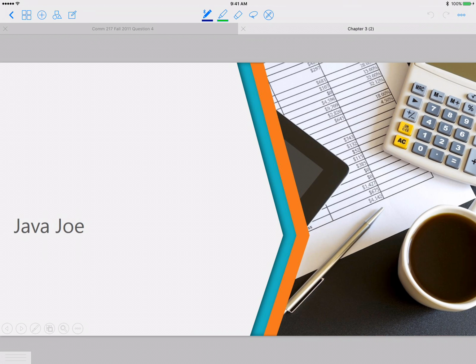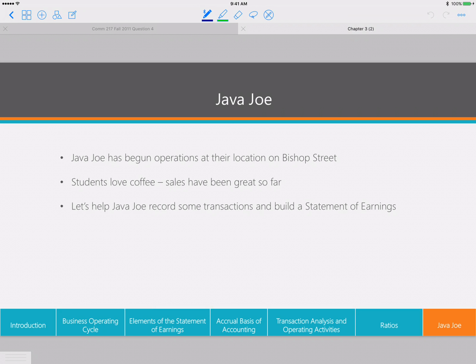So finally, as always, we're going to end with an example about Java Joe, our good friend Cuppa Joe Cuppa, and we're going to help him with his business. So in our last session, as you may recall, we actually helped Joe to record the financing of his company, and he began to purchase assets. He hired some employees. He paid rent in advance. He bought inventory. And now Java Joe has actually begun operations at their location on Bishop Street. And it turns out students love coffee, so sales have been great so far. He's done a great job marketing the business.